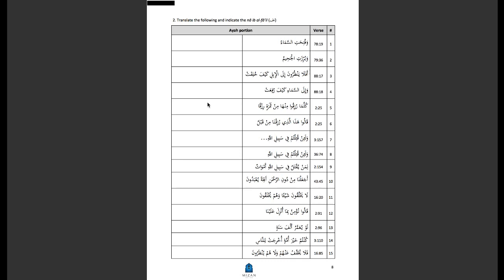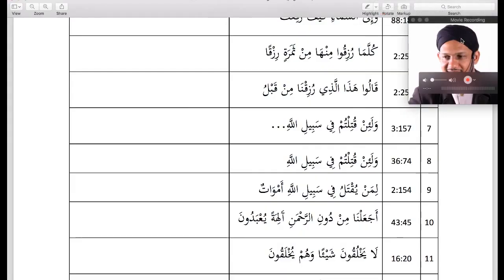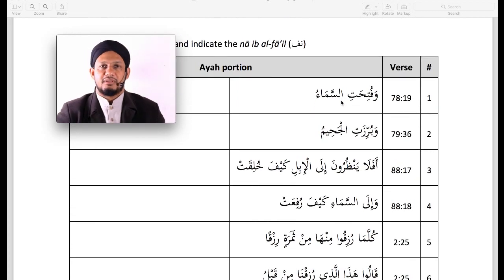Okay, let's take a deep breath quickly, because for some of you this is going to be new. Let's take a deep breath and let's quickly start. Bismillah.